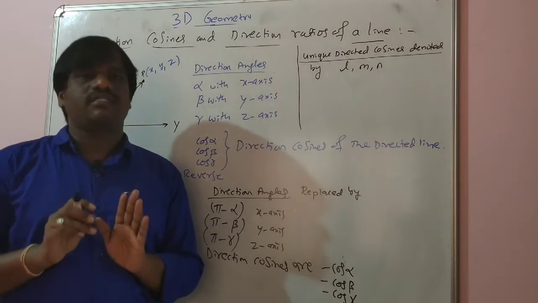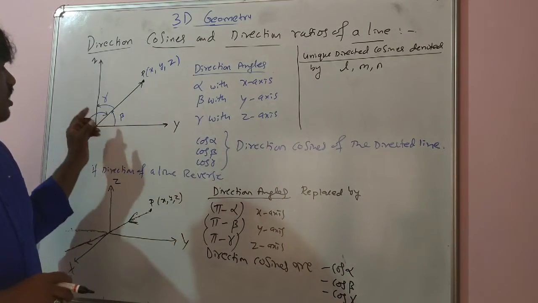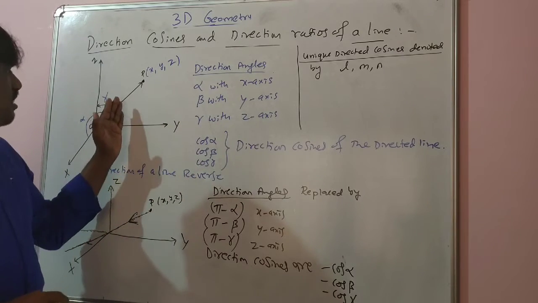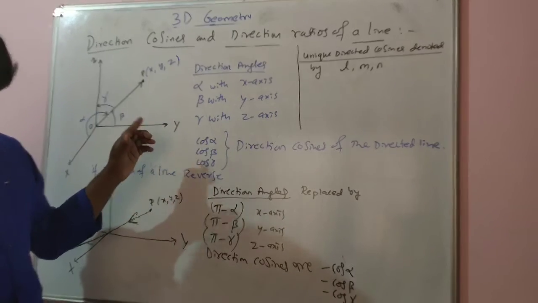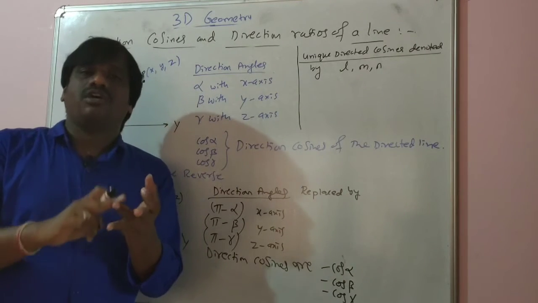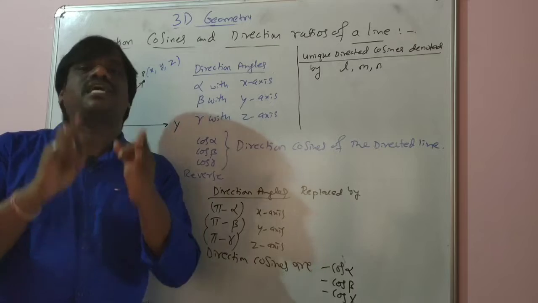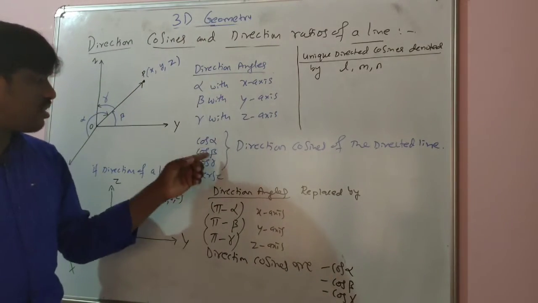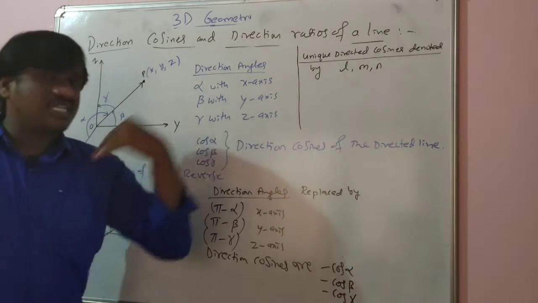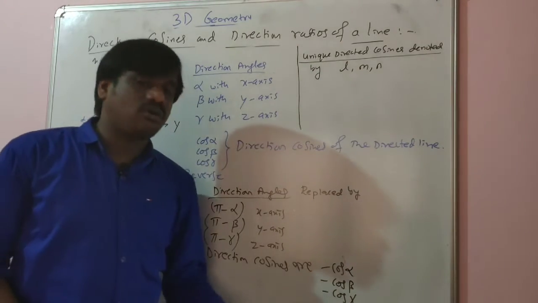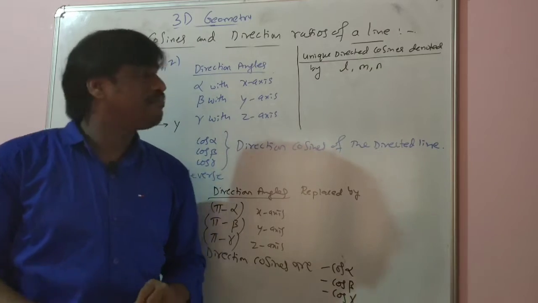So you understood what direction cosines are? If a directed line makes angles alpha, beta, gamma with the x-axis, y-axis, z-axis, then cos alpha, cos beta, cos gamma are called direction cosines. If it is directed the opposite side, then they will be minus cos alpha, minus cos beta, minus cos gamma.